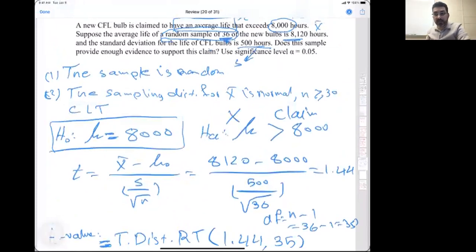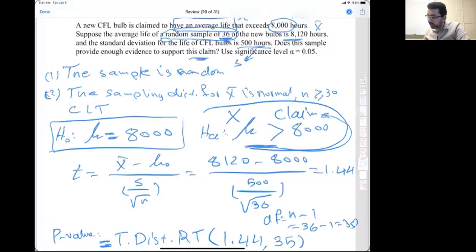So what that means, don't forget the alternative hypothesis is about the claim. So we can answer now that question. Does this sample provide enough evidence to support the claim? Of course not, because we cannot reject the null. So based on the test, this sample doesn't support the claim.